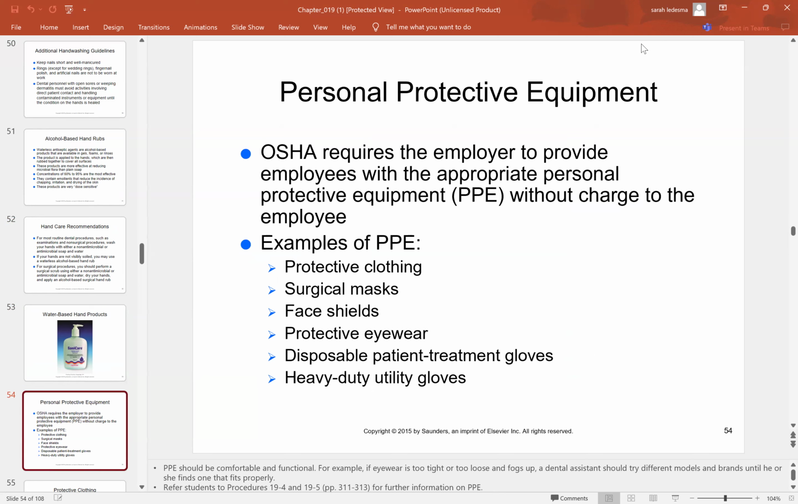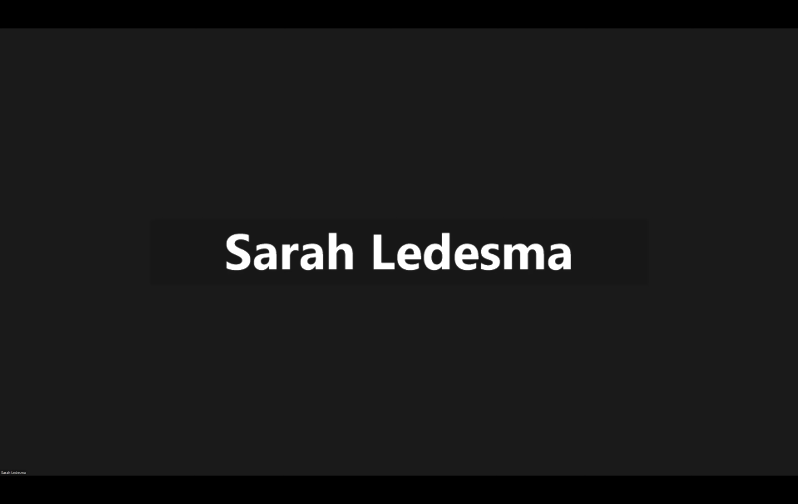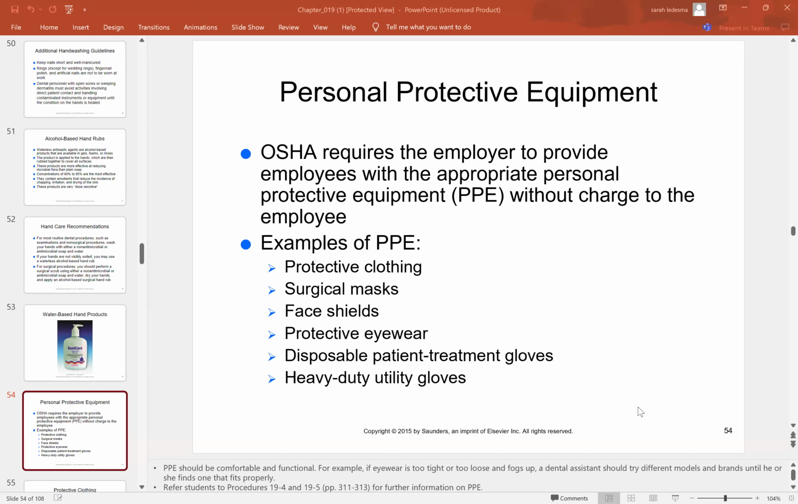Personal protective equipment. OSHA requires the employer to provide employees with the appropriate personal protective equipment without charge to the employee. Examples include protective clothing, surgical masks, face shields, protective eyewear, disposable patient treatment gloves, and heavy-duty utility gloves.